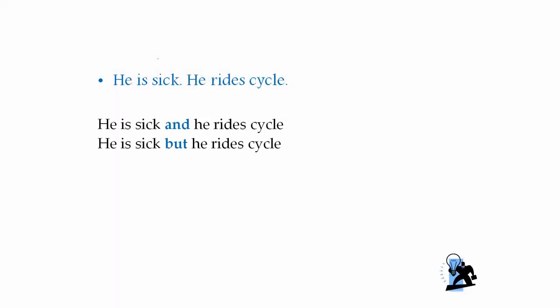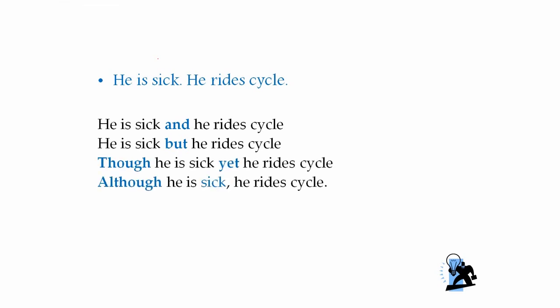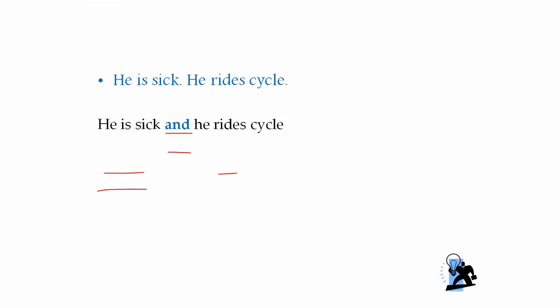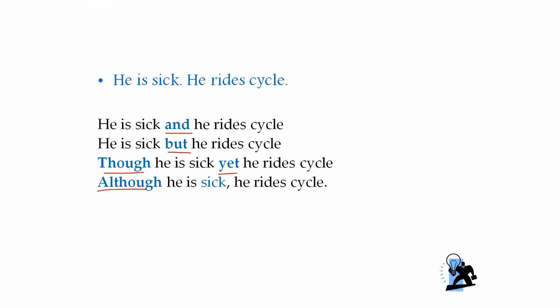So, I can give you further examples like he is sick, he rides cycle. He is sick and he rides cycle. He is sick but he rides cycle. Though he is sick, yet he rides cycle. Although he is sick, he rides cycle. Now, conjunctions like these, which are underlined in blue, like and, but, though, yet, although, are compound conjunctions. Compound conjunctions join sentences. Now as we saw in the previous example, "and" is the only conjunction that joins two nouns, but the rest join two sentences.